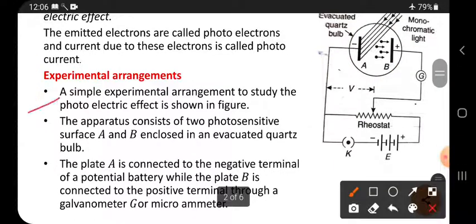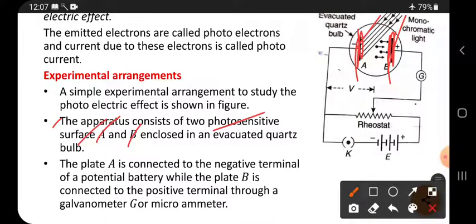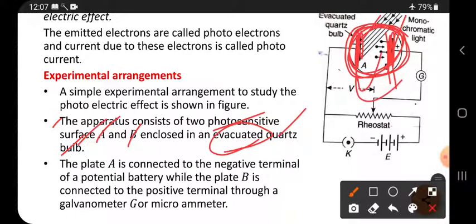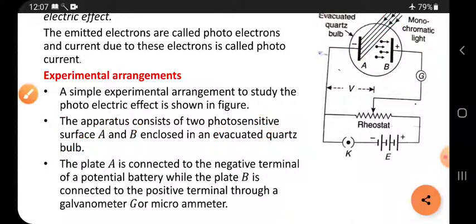See first, a simple experimental arrangement to study the photoelectric effect is shown in the figure. It is a simple experiment. The apparatus consists of two photosensitive surfaces A and B. What are those photosensitive surfaces? It is one metal and another metal, so these are called photosensitive metals. They are enclosed in an evacuated quartz bulb, completely quartz glass. Inside it, metals A and B are present. Evacuated means the air inside is pumped out.